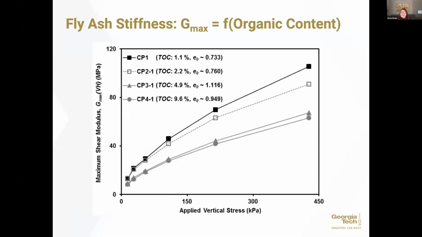We have also looked at some of the engineering properties of the ash, such as stiffness. In particular, you can see here the small strain modulus measured as a function of organic content. We start up here with our dark closed squares, where we have an organic content of 1.1%. As we go lower here, you'll see that as we increase our organic content, we're increasing our void ratio. It's a little bit hard to control the void ratio with this significant amount of internal porosity. But what also happens simultaneously is that we get a decrease in stiffness.